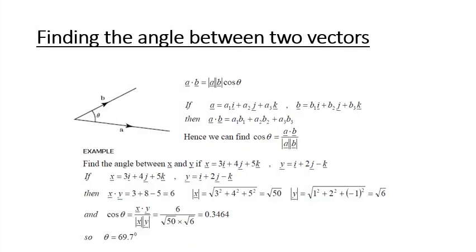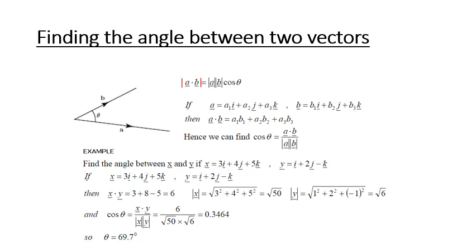Next we'll see how to find the angle between two vectors. We know the formula of the dot product: a dot b equals |a||b| cos theta. Here I have given it with modulus. So you can write a b cos theta, or if they ask for the modulus of a dot b, you have to write the formula as modulus of a into modulus of b cos theta.